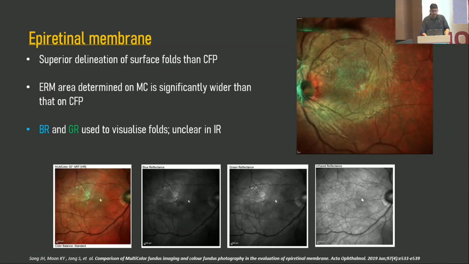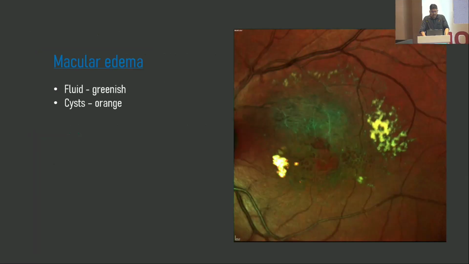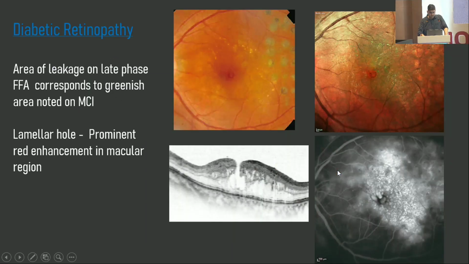The extent of the epiretinal membrane is very well demarcated on a multicolor image, which may be useful in planning the surgery, like from where up to what extent the ERM needs to be peeled off. The macular edema gives a greenish hue, while the cysts appear orange on the multicolor image.